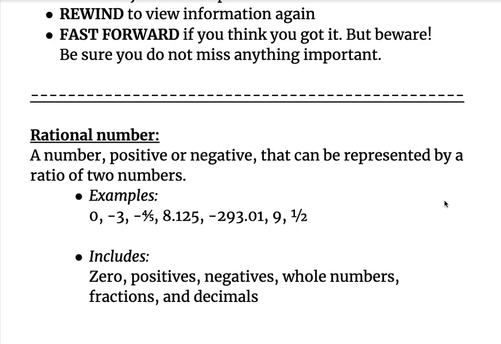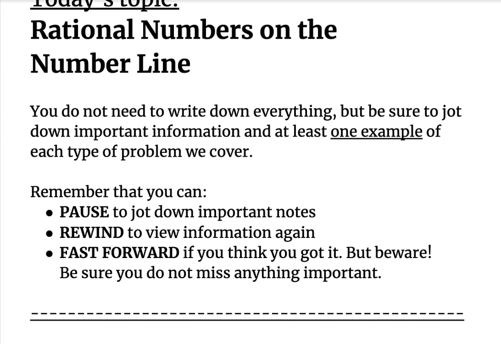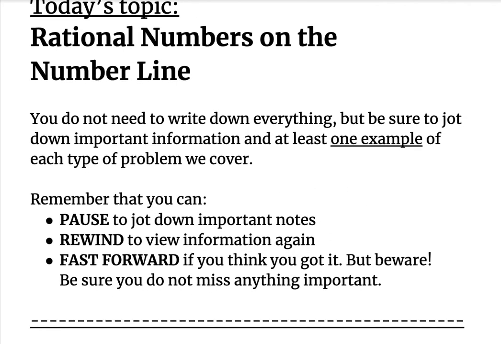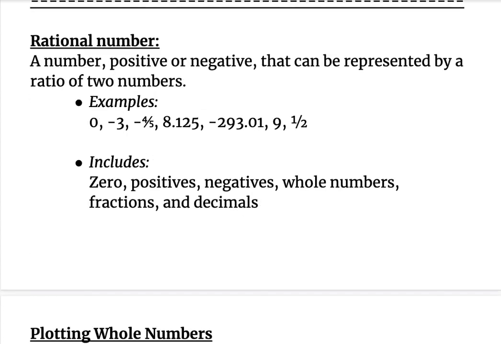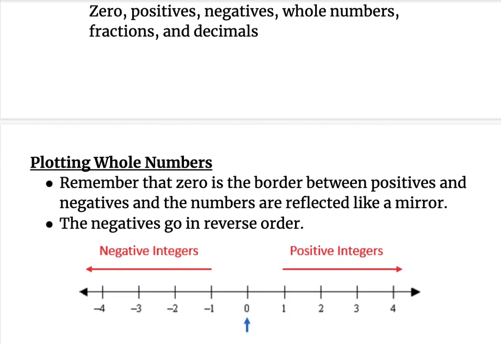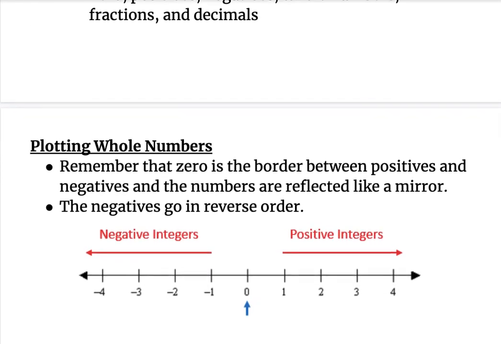And you'll learn more about rational numbers in 8th grade when you start talking about irrational numbers, but you don't have to worry about that yet. So far, all the numbers that we've covered in math class are together in a group called rational numbers. So today we are talking about how we can plot rational numbers on the number line, all those different types of numbers. Let's start off with whole numbers.